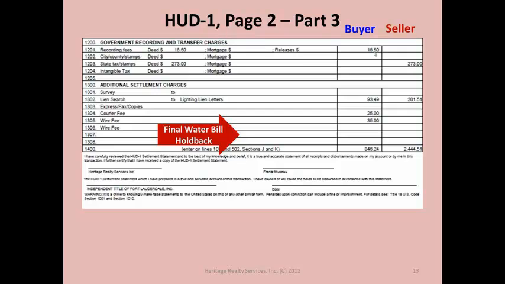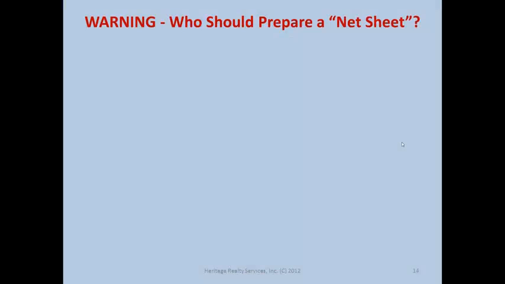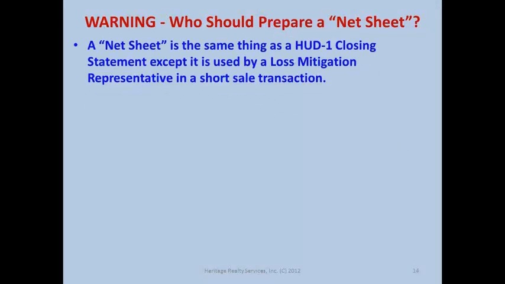So here we are with these new numbers, which are the final tallies. And again, here's line 1400. You'll notice that it's 846. Buyer, that's me. That's my closing cost. And here's closing costs, which are $2,444. So I'm going to talk about a net sheet for a minute, because this is very, very important.